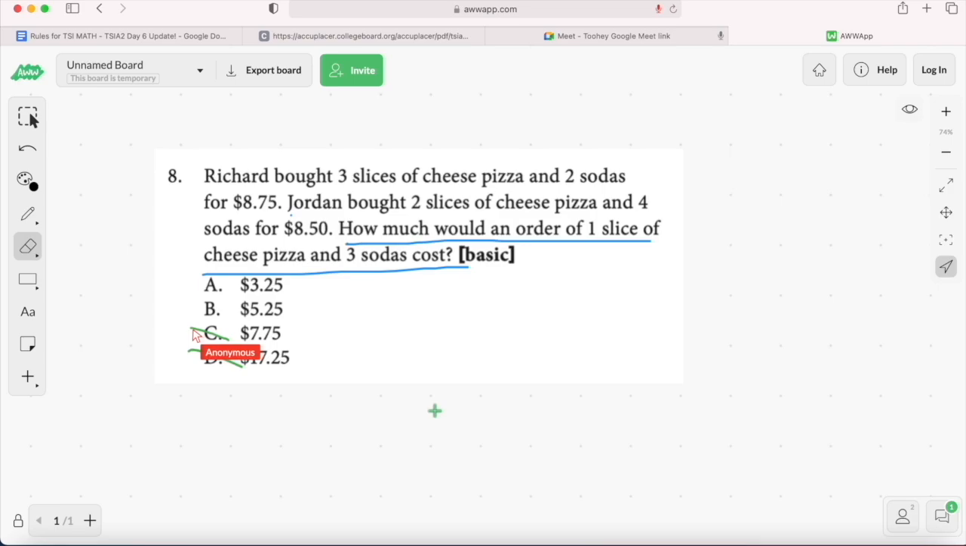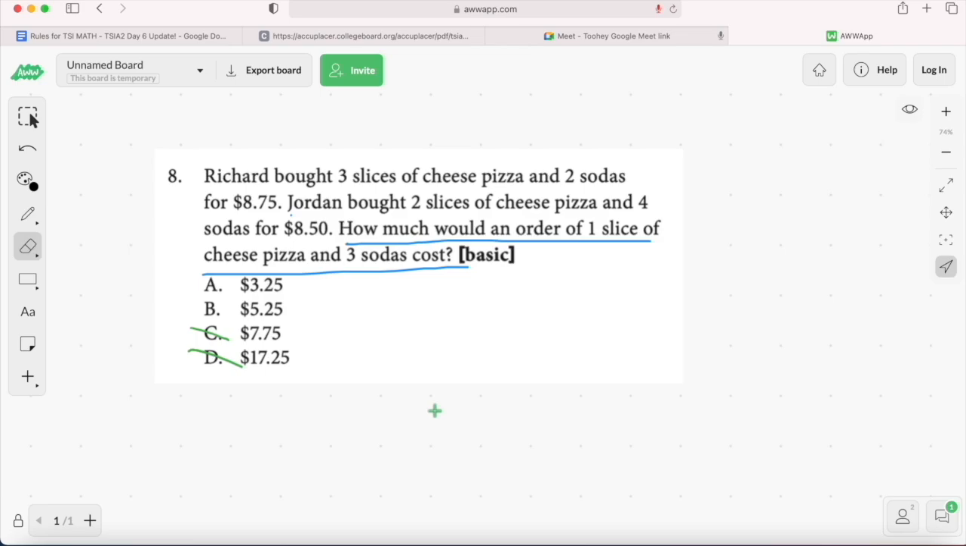Interesting. Okay. It's either A or it's B. Which one do you think is more likely to be the correct answer choice, Francisco? Imagine you're going to the pizza shop, buying one slice of pizza and three sodas. Do you think that's more likely to cost you $3.25 or $5.25? I'm going to go with $5.25. I'd go with $5.25 as well.